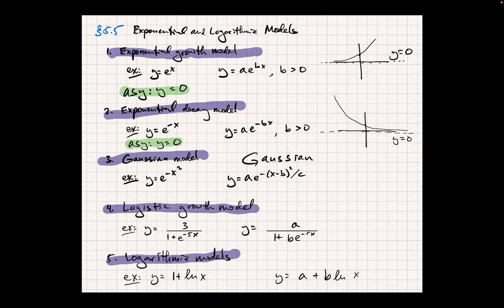Miles, can you help us out with the Gaussian model? What does it look like? Would the asymptote be y equals 0? Yeah, so it starts off low, comes up to a point, and then goes back down toward y equals 0 on both ends.